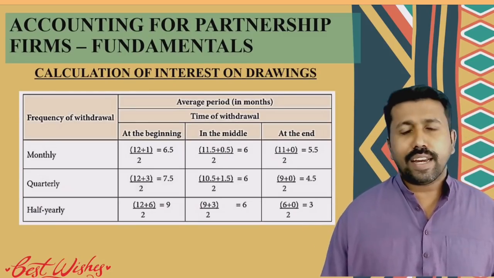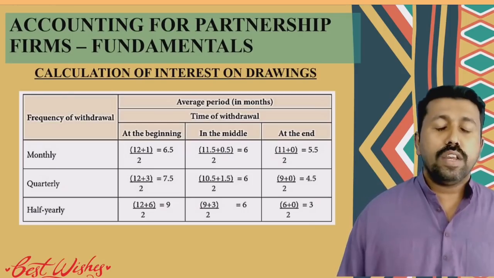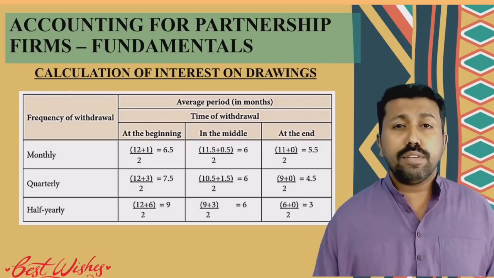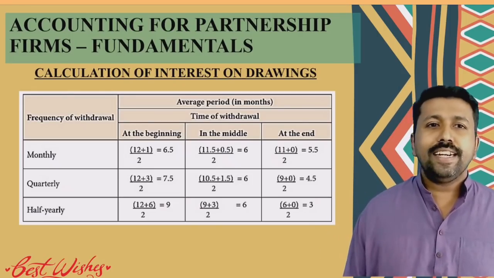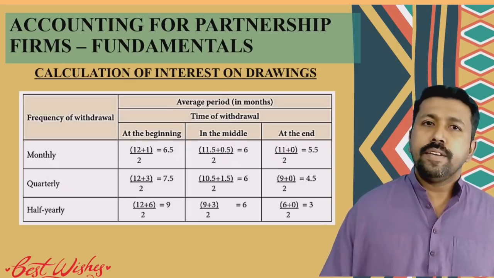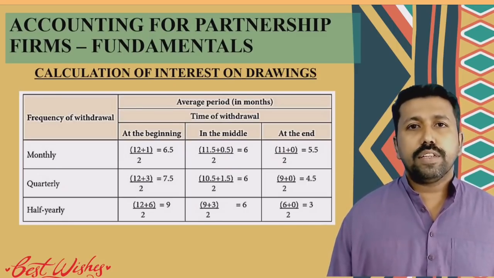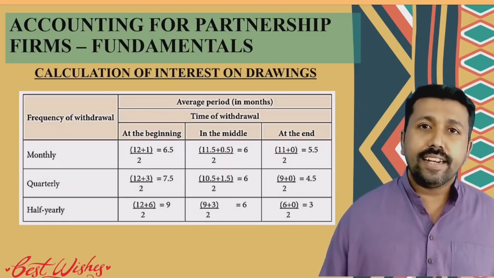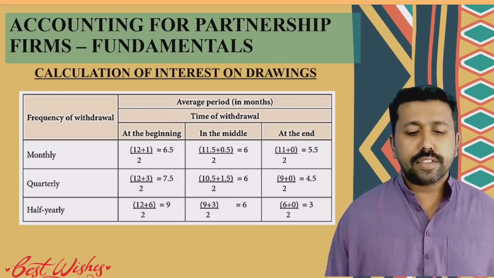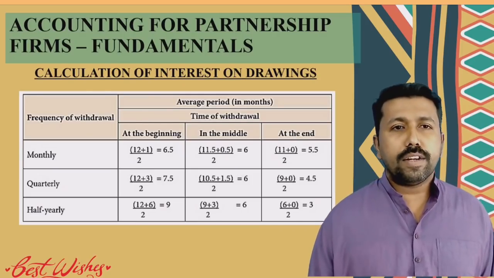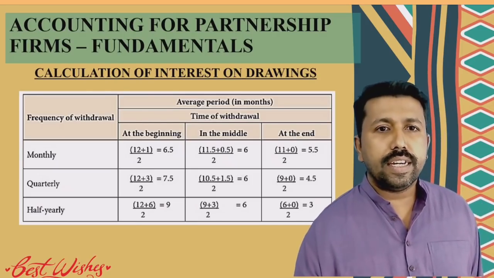And quarterly drawings, another important category. There, if it is in the beginning of the quarter, 7.5 is the average period. And if it is made in the middle, 6 months is the average period. And if it is at the end, 4.5 is the average period. So you have to keep in mind all these things, very, very important areas.